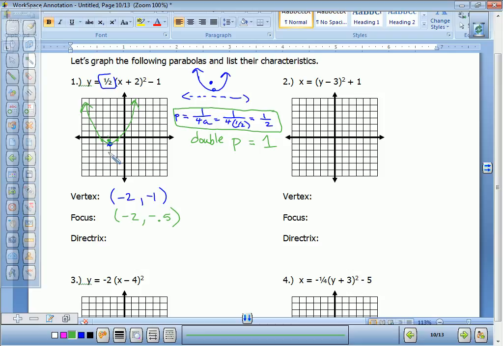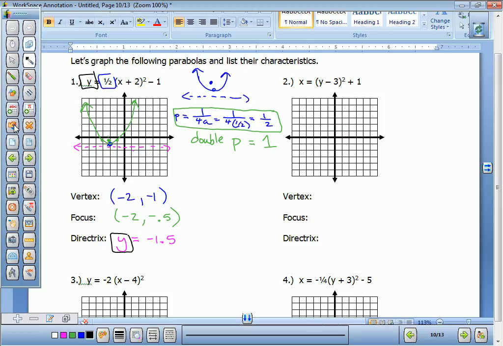Now, how do you find the line on the bottom? Okay, P was 1/2, so if we go up 1/2, it gives us the focus. But if we go down 1/2, it'll give us the directrix. That's better. Okay, so we went down 1/2 from -1, so it's going to be y equals -1.5 because we went down 1/2. And the directrix, you're going to notice every time that if this is y equals, the directrix is y equals.